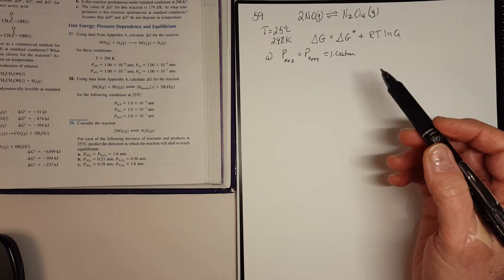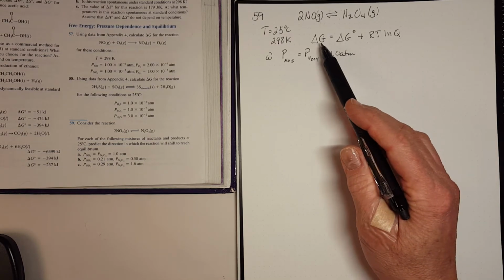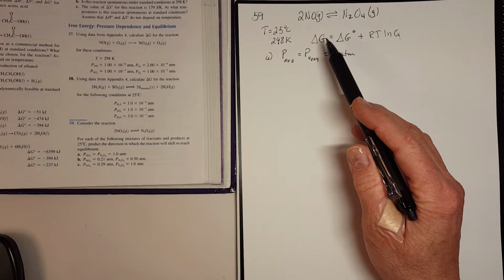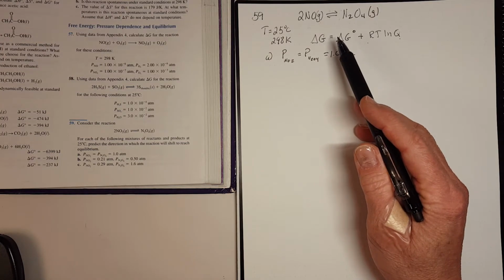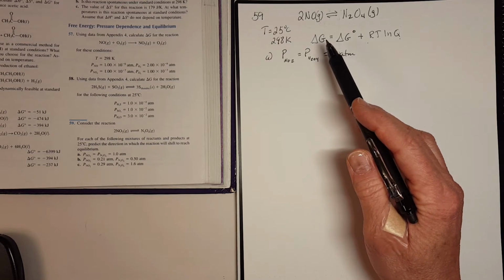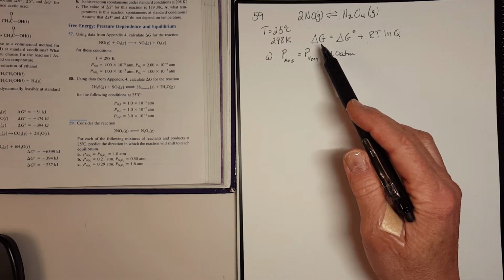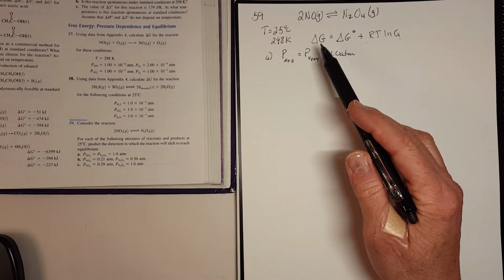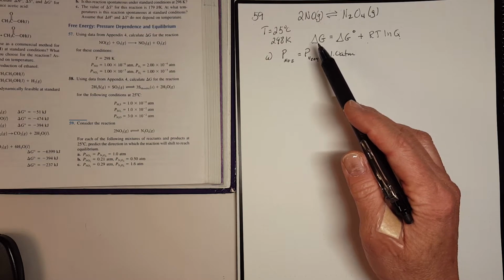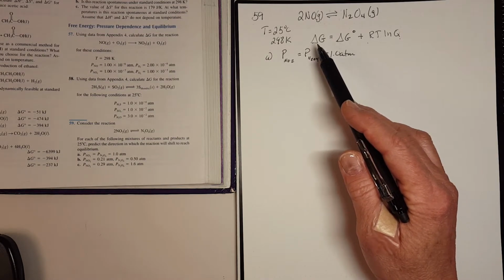And we're looking for, predict the direction in which the reaction will shift to reach equilibrium. Okay, so when we talk about Gibbs free energy, if delta G is negative, that means that the reaction is spontaneous and will proceed to the right.